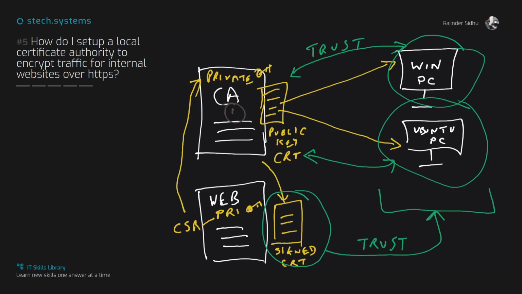So the first step is to set up the certificate authority. Next is to copy and install the public certificates to the two client PCs. The next step is to create a certificate signing request. Next is to generate a signed certificate for the servers. And the last step is to test if the clients trust our servers.